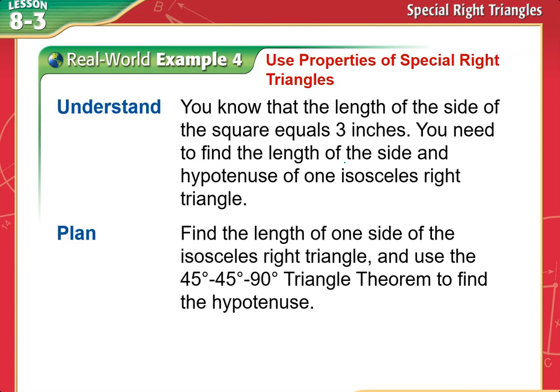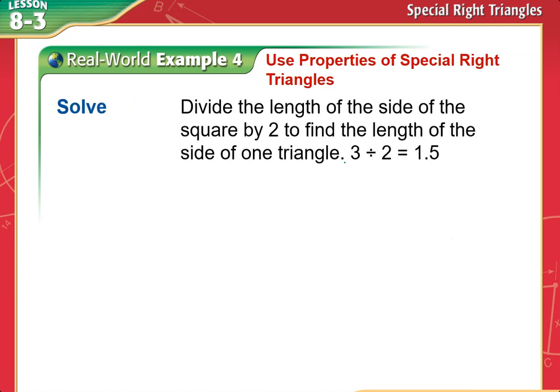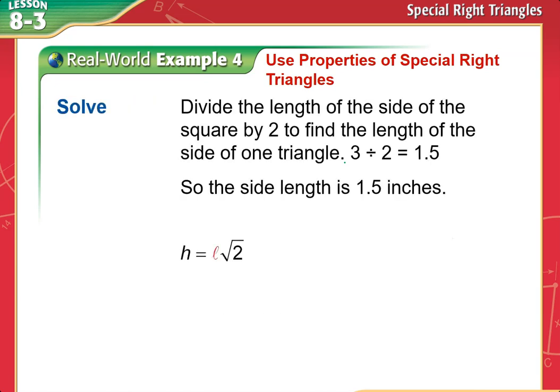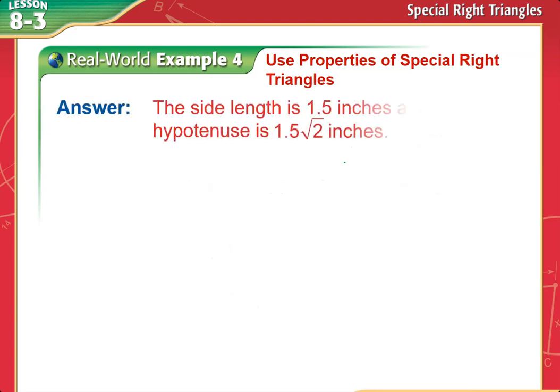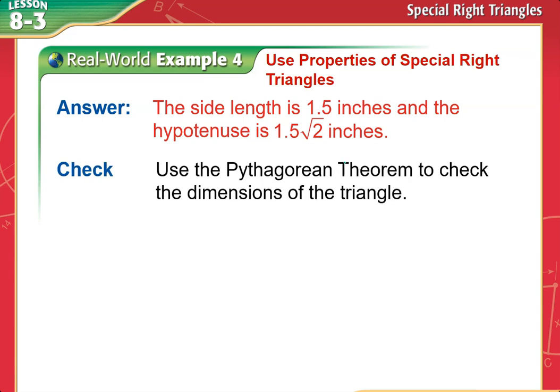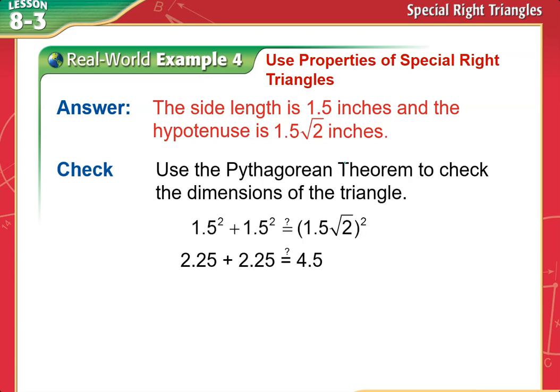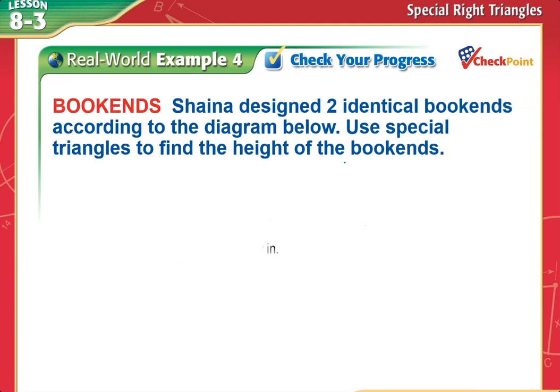Let's go back and see what that said. You know the length of the side of the square equals 3. You need to find the length of the side and the hypotenuse of one isosceles right triangle. Okay, so we're going to find the length of one side of the isosceles right triangle and use the 45/45/90 theorem. So we have 1.5. So we have length root 2, 1.5 root 2. So we have the side lengths of 1.5 inches and the hypotenuse is 1.5 root 2 inches. I guess you could check to see if you're right. It works out. 4.5 equals 4.5.